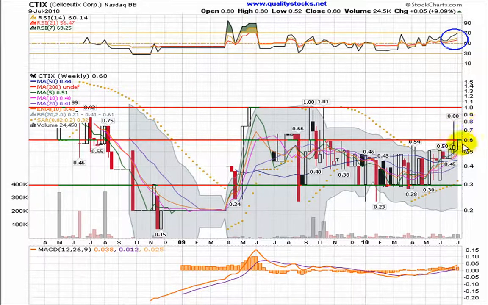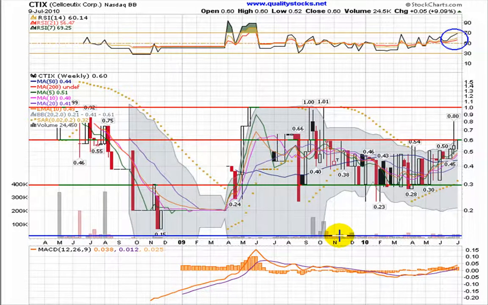So we're going to look for CTIX to continue its push, stay on the upper side of the Bollinger Band, and keep these moving averages underneath it. We'll look for volume to try and pick up a little bit more. See, average volume would run right about through here. It's just slightly above it right now. So we want to see volume continue to pick up and show some more buying pressure coming into this stock. This is Andy with QualityStocks taking a look at CTIX Corporation.